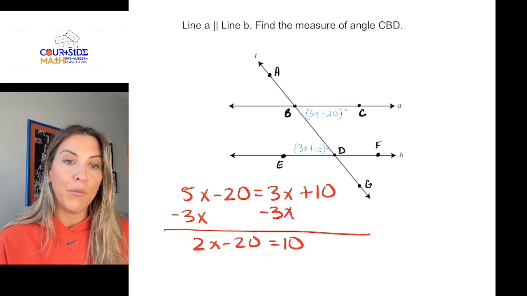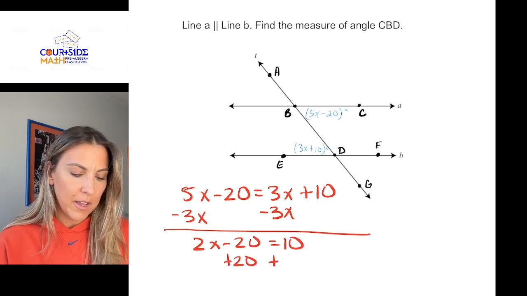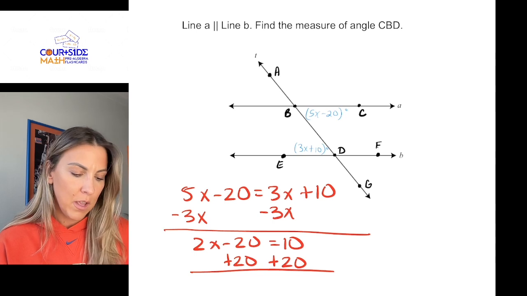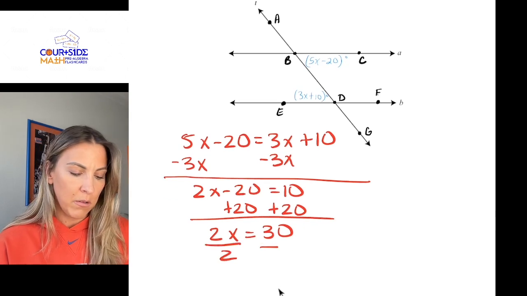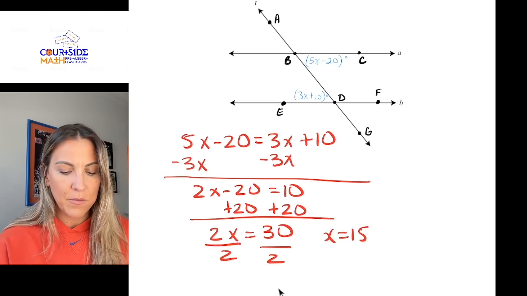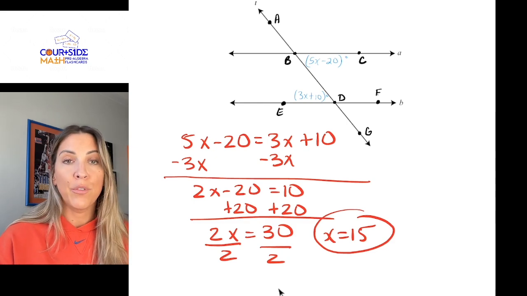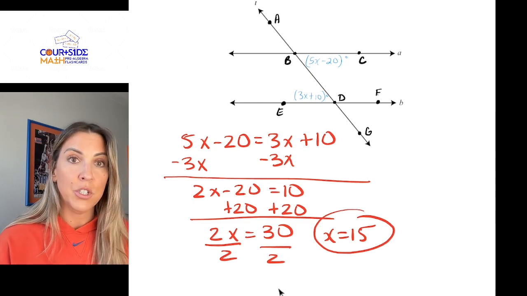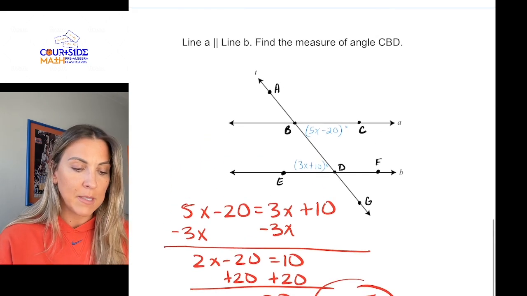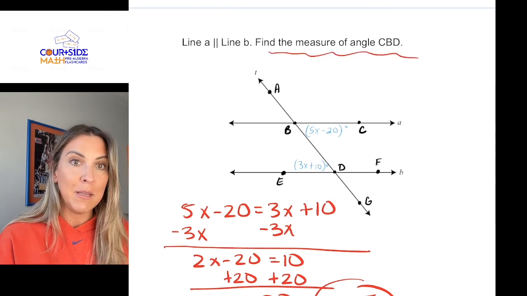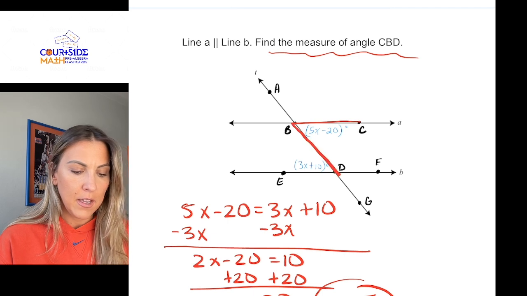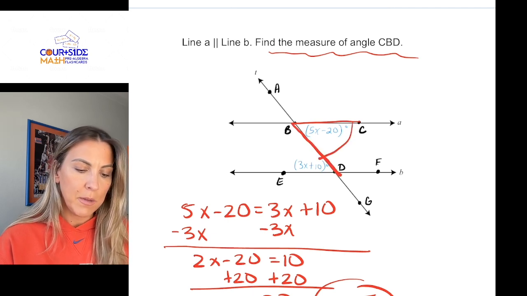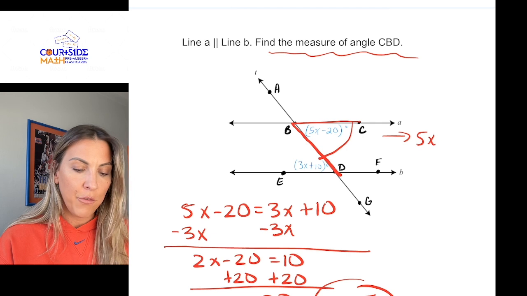I'm trying to get that variable by itself. It's easier to get rid of that constant first, but I don't have to. I'm going to bring down that 2x equals 10 plus 20 is 30. I'm almost there. I just have to divide by 2 now, and that gives me that x equals 15. Now again, I want to be careful and read my problem. I found the value of x, which is a great step, but the problem asked me to find the measure of angle CBD. So now I look at my diagram, CBD is this angle right here, which means they are looking for the value of 5x minus 20.